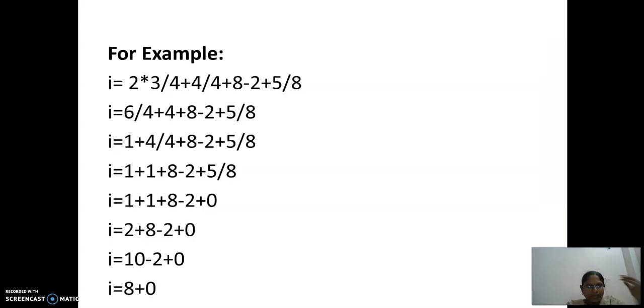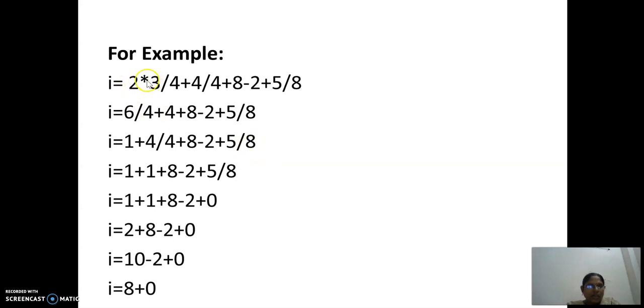We will see one example here: 2 * 3 / 4 + 4 / 4 + 8 - 2 + 5 / 8. It is a combination of multiply, divide, plus and minus. These are the four operators we are coming across. Now among these four, multiply, divide, plus and minus, which has the highest priority? Multiply and divide have the highest priority. Next is plus and minus.